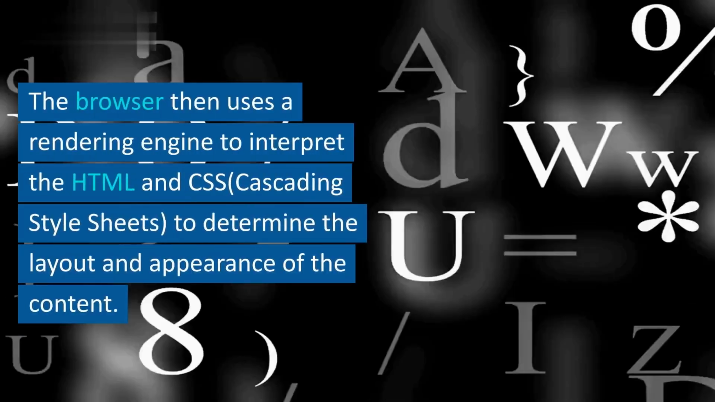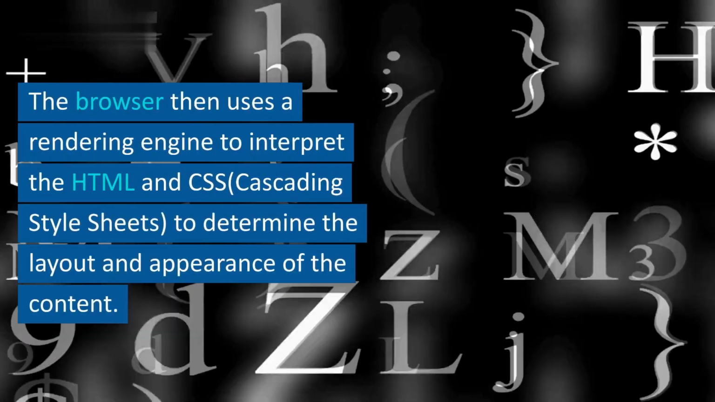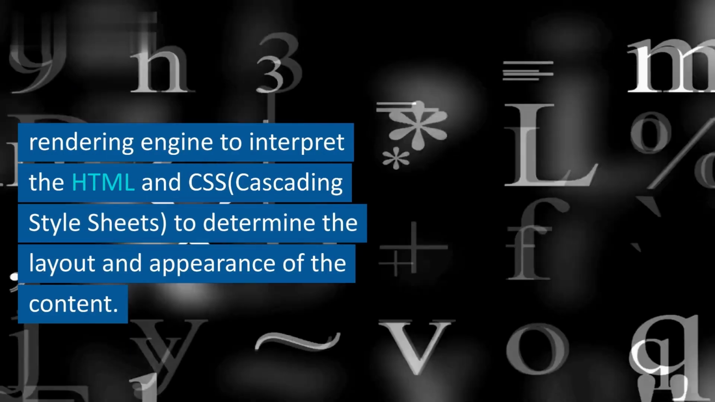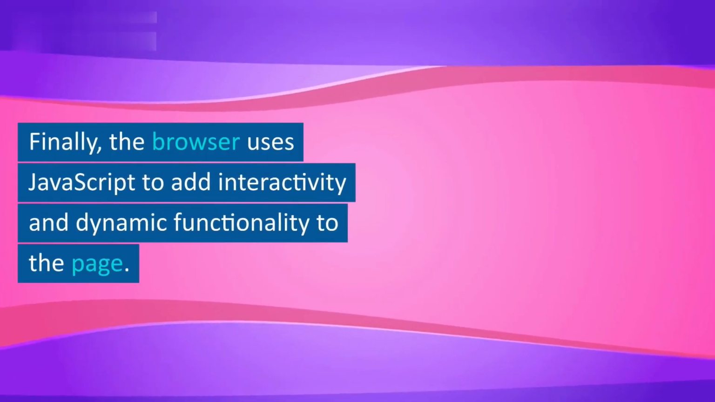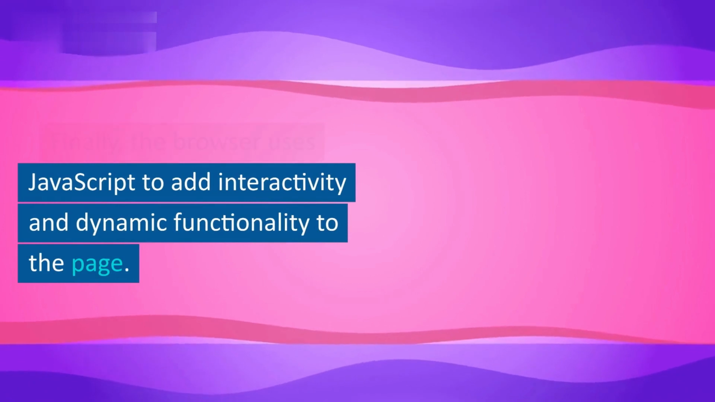The browser then uses a rendering engine to interpret the HTML and CSS, cascading style sheets, to determine the layout and appearance of the content. Finally, the browser uses JavaScript to add interactivity and dynamic functionality to the page.